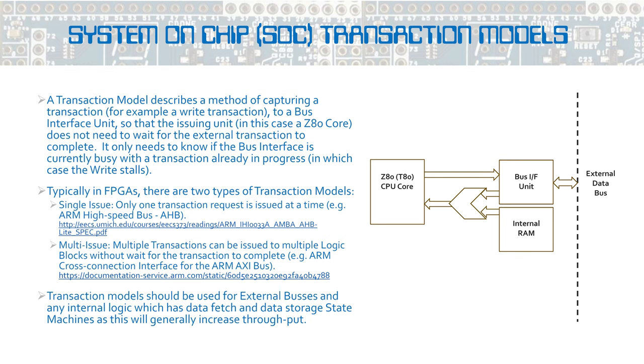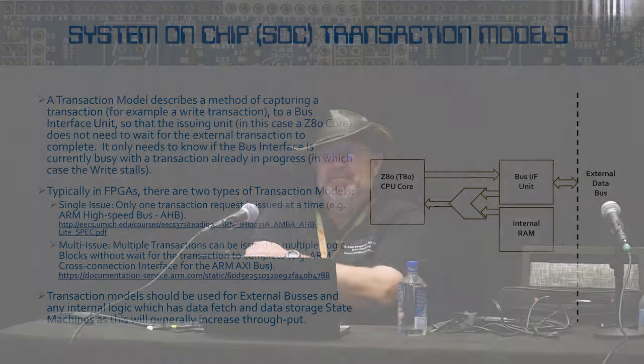If you build interfaces inside the FPGA on a transaction model basis, it'll be a whole lot easier to bolt them together later without having timing interactions. It'll make it faster. So I think that was it. Shall we start questions?